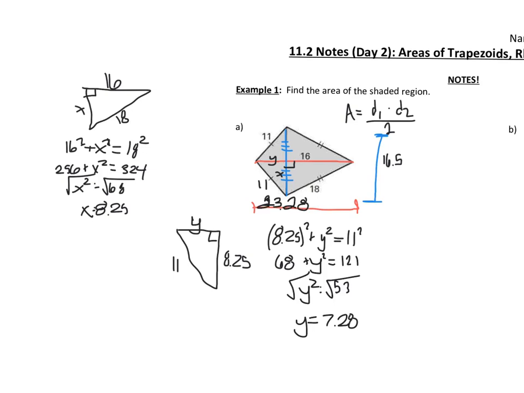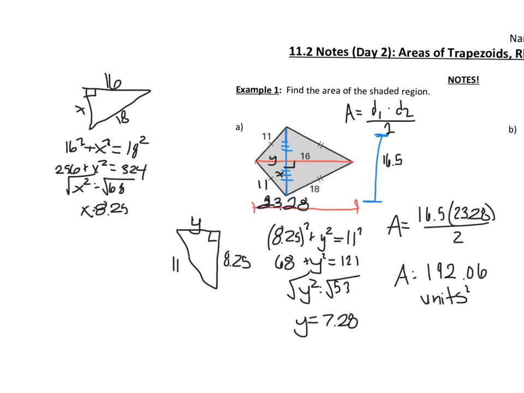Now I have my two diagonals, so now I can actually find my area here. Okay, so my area is equal to my diagonal 1, which is 16.5, times my second diagonal, my red one, which is 23.28. Take that whole thing, divide by 2. So we type this into our calculator, and I got approximately 192.06, and they didn't give us anything, so this is units squared.